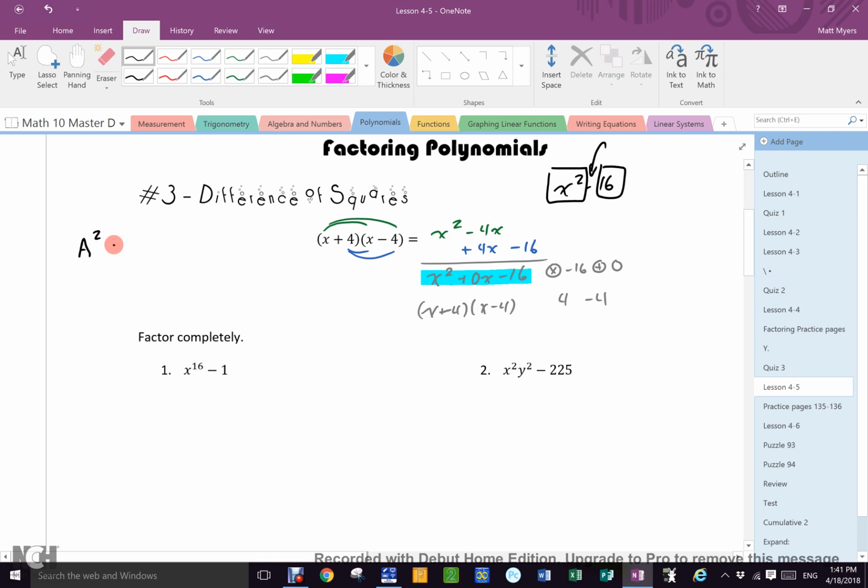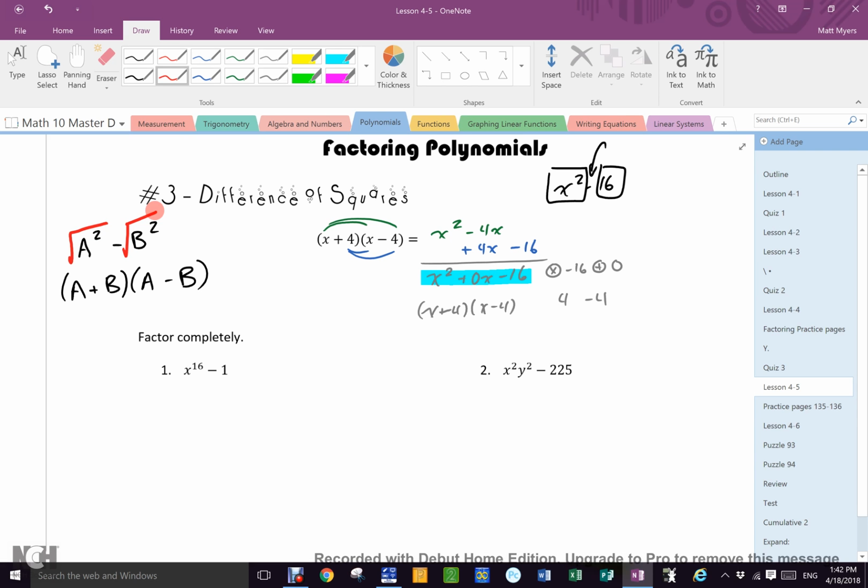A squared minus b squared. How would you factor that? You would square root both. So it would be a plus b, right? And then what? A minus b. And how do I get this a and b? I square root that and I square root that. Does everyone see how it works?